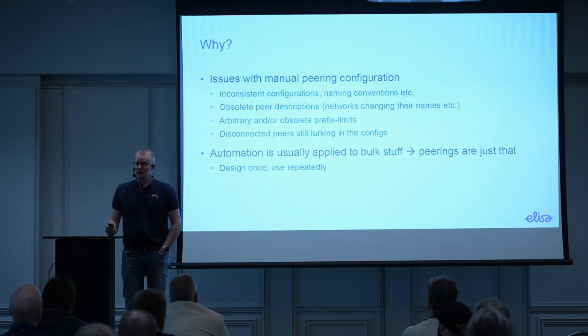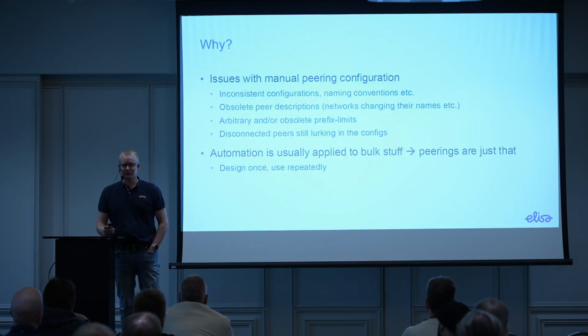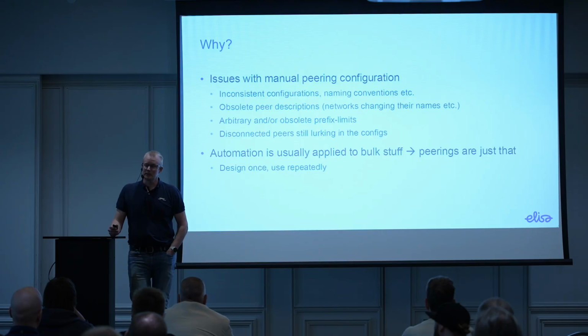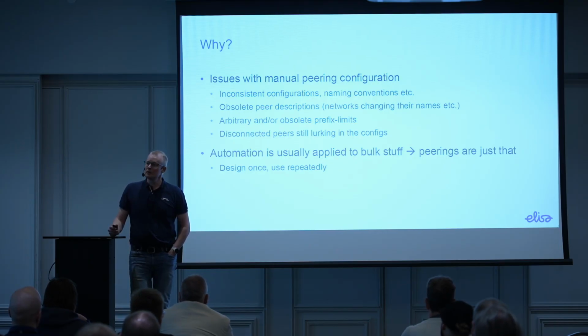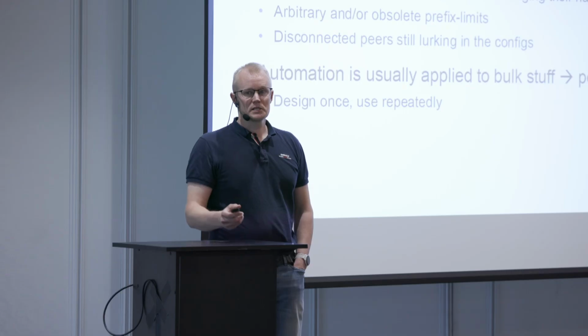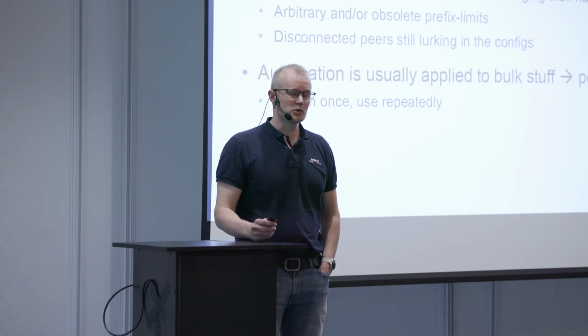But also things like peer descriptions, that at first glance might sound like a very cosmetic thing. But I think that at an operational level, having the peer descriptions reflect the real company names and network names is actually quite crucial. So, for example, Elisa is no longer called EUNET or Saunalahti, and the same applies to a lot of other networks too, because networks change their names and companies come and go. So this is one thing that is very useful to have automated.